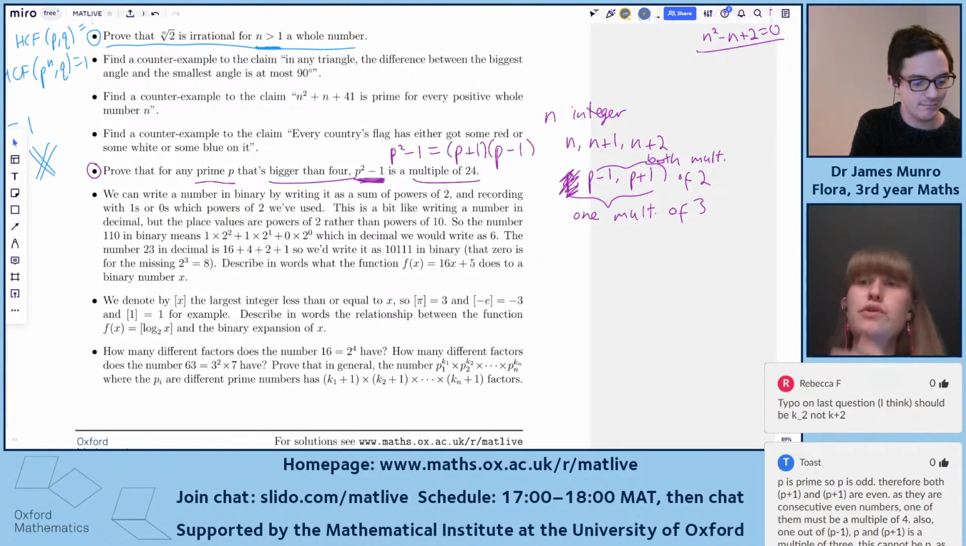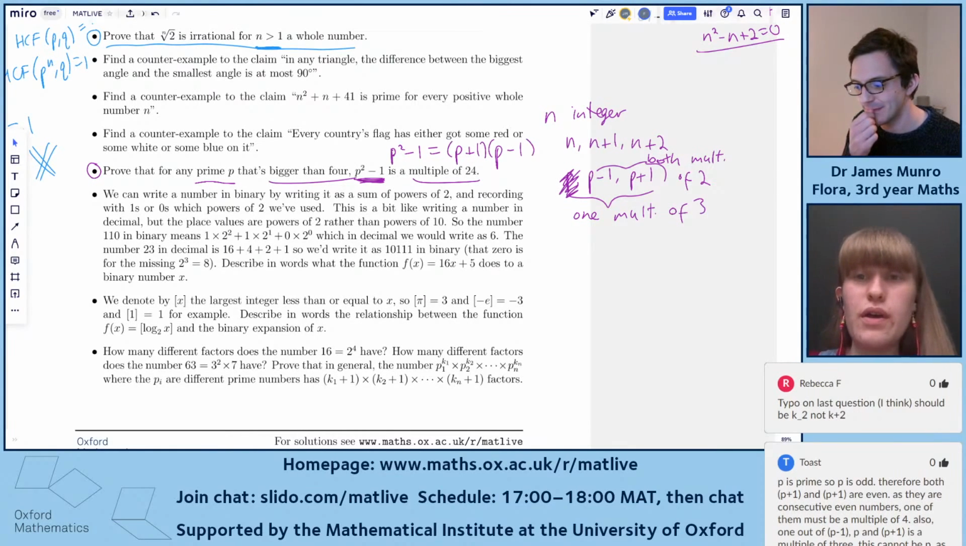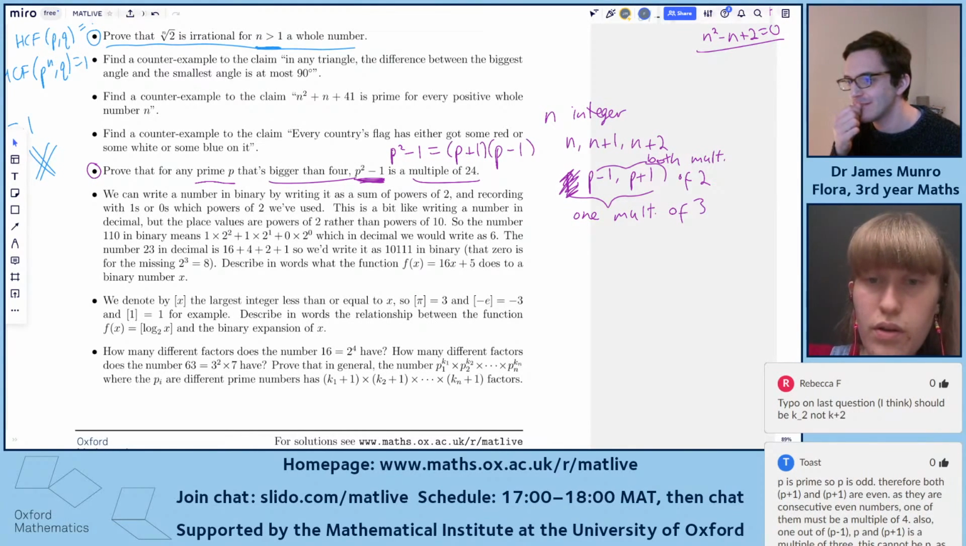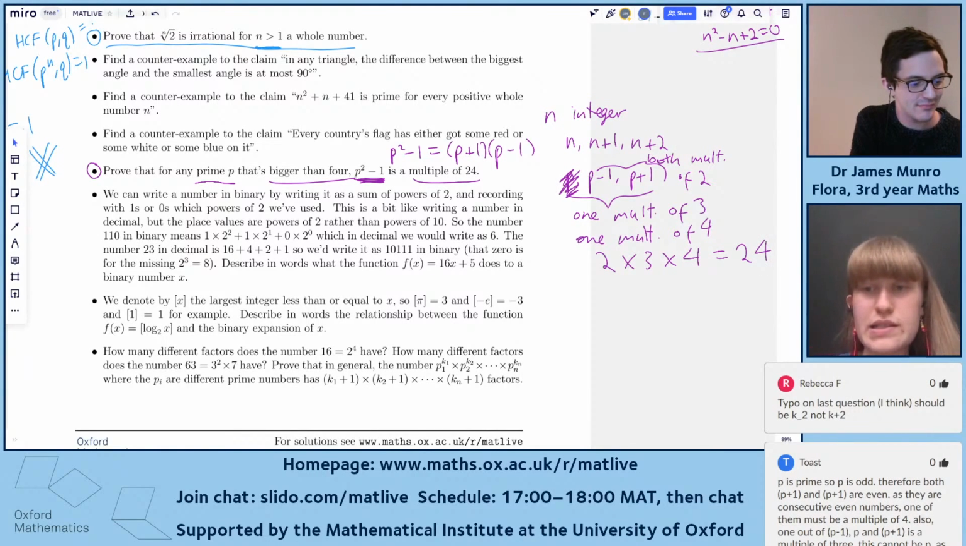Think about it, you go 2, 4, 6, 8, 10, 12. Like every other multiple of 2, they alternate. Every other multiple of 2 is a multiple of 4. So either p minus 1 or p plus 1 must be a multiple of 4. So then you have one multiple of 4, and then you have 2 times 3 times 4. And then happy days, everyone, that's 24.